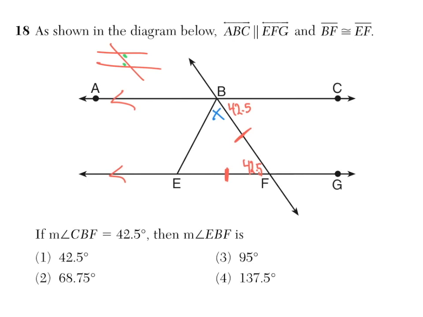Well, crucially, it says that this segment and this segment are congruent. And that's important because this forms an isosceles triangle. And I remember that an isosceles triangle has two sides that are the same. And I also remember that the base angles are congruent. So that means that if this angle is x, then this angle has also got to be x. So I'm going to indicate that right now. Boom.